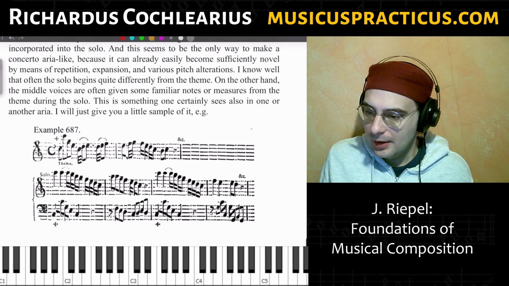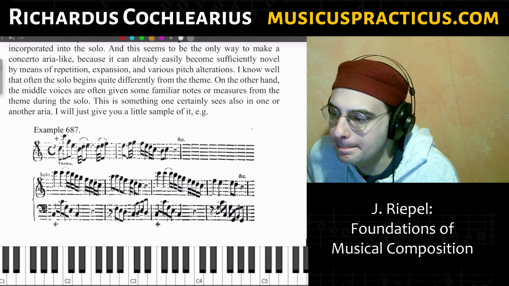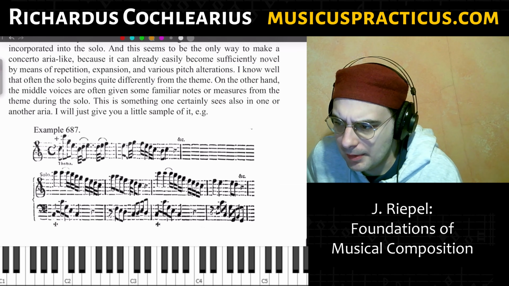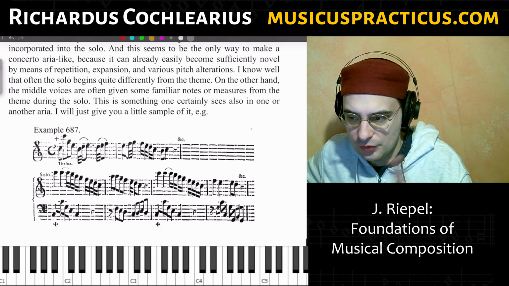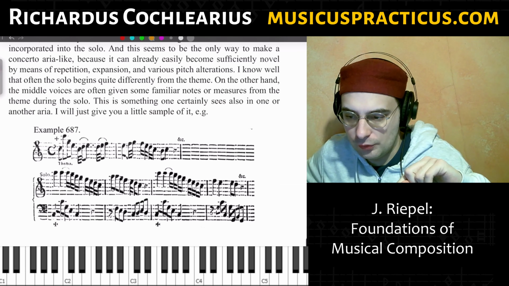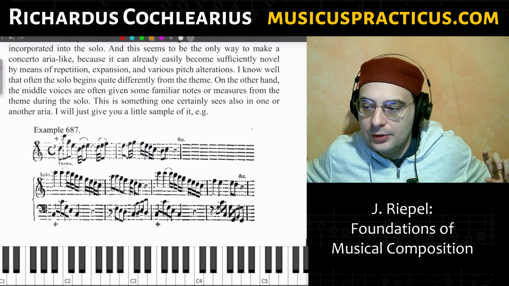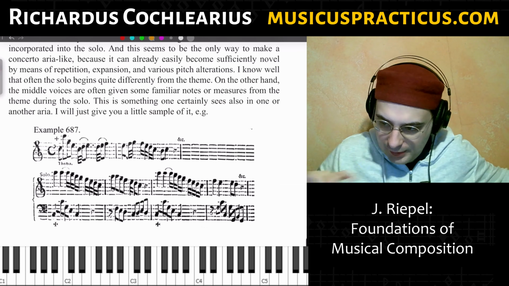Then let's see the theme. That's the first theme. He says, on the other hand, the middle voices are often given some familiar notes or measures from the theme during the solo. This is something one certainly sees also in one or another aria. I will just give you a little example.